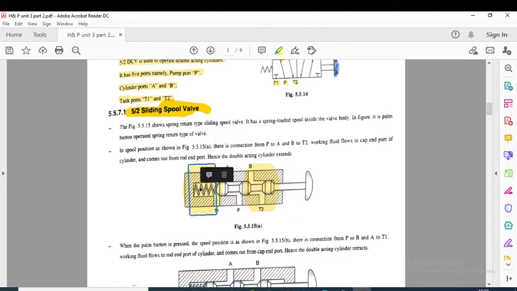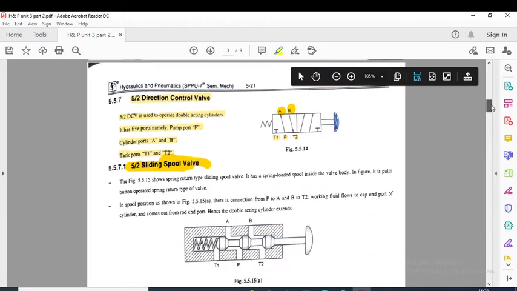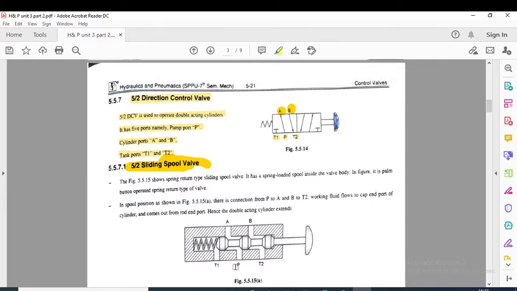You can see these 2 positions can be achieved here. In this position, tank port T1 remains closed, and port P is connected to port A. That's why fluid can flow from port P to port A, and in the same way fluid can flow from port B to port T2 here.